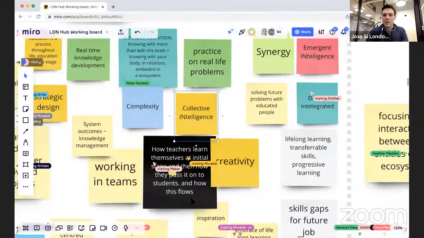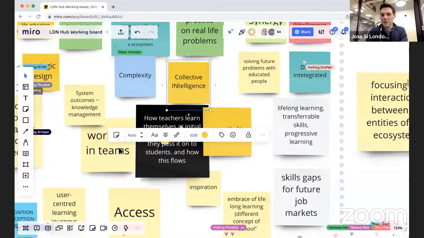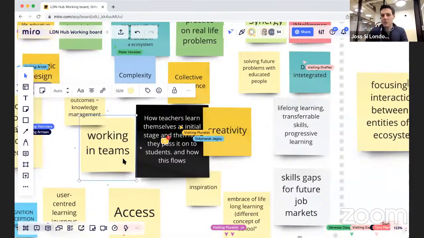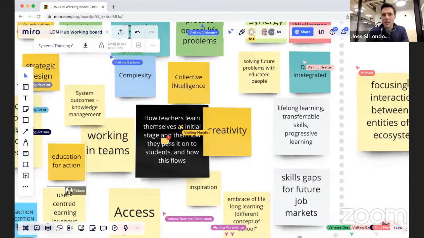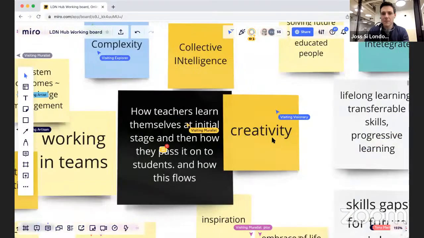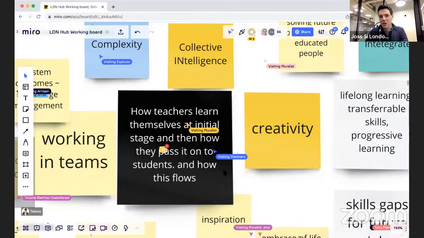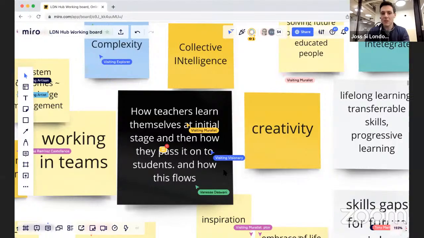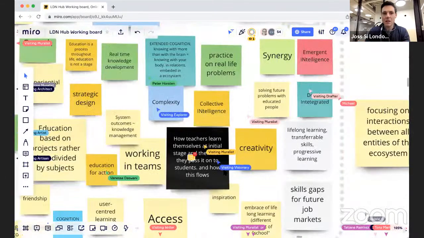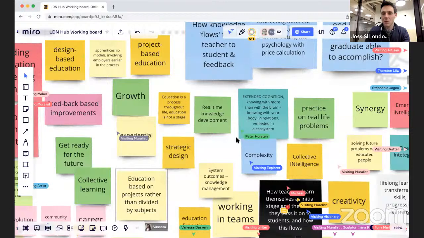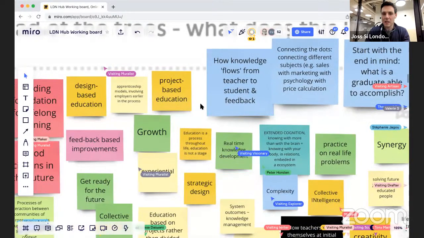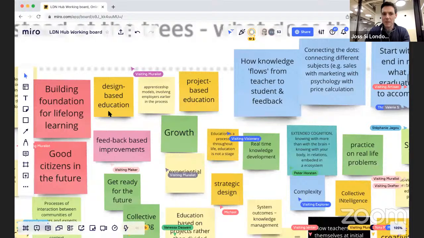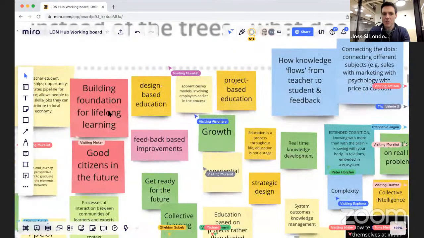Collective intelligence, yeah, how a group of people actually work together instead of reducing down to the individual each time. So working in teams, how teams learn themselves as an initial stage, and then how they pass it on to students and how this flows. Okay, any other ones here? Someone wants to flag up? No, knowledge flows, how knowledge flows from teachers to students, project-based learning, yeah, design-based education, building foundations for life cycle learning.